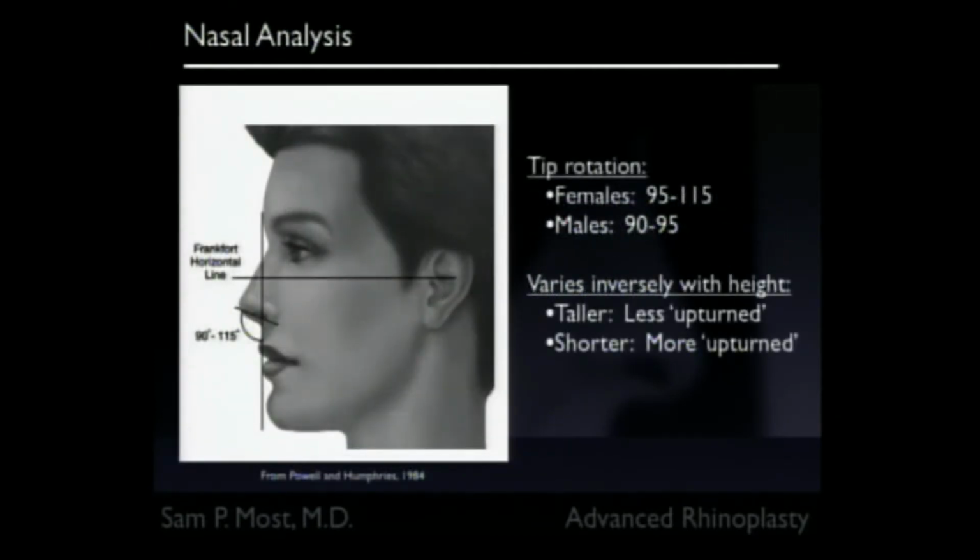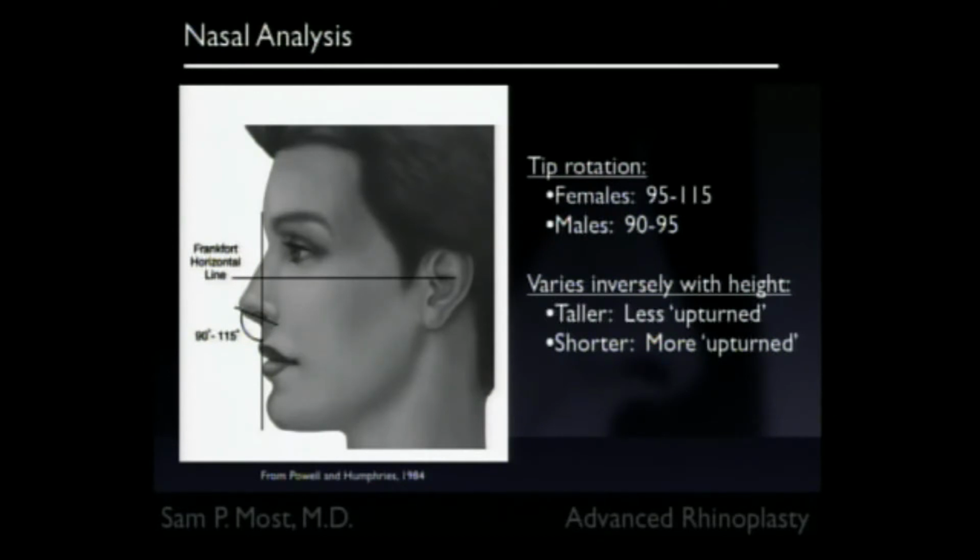The idea that the rotation of the nose, that's this angle here between the lip and the nose, the amount of upturnedness, so to speak, of the nose, should have an angle of about 95 to 115 degrees in women for the ideal feminine nose, and 90 to 95 degrees in men, so it should be more acute.